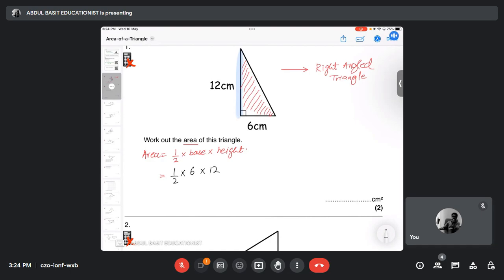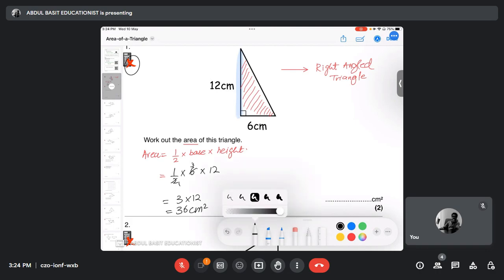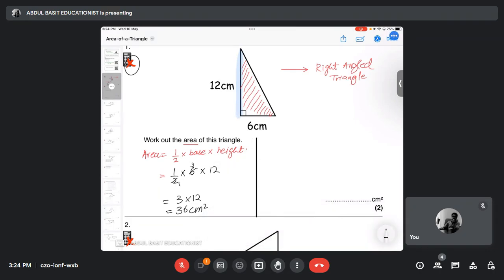Now, this question can come in a non-calculator version as well. That is the reason the calculator has a cross on it here. Because you can do cancelling in this. So 2 ones are 2, 2 threes are 6. Now we have only 3 multiplied by 12, which is 36 centimeter squares. Understand everybody? Yes, sir.